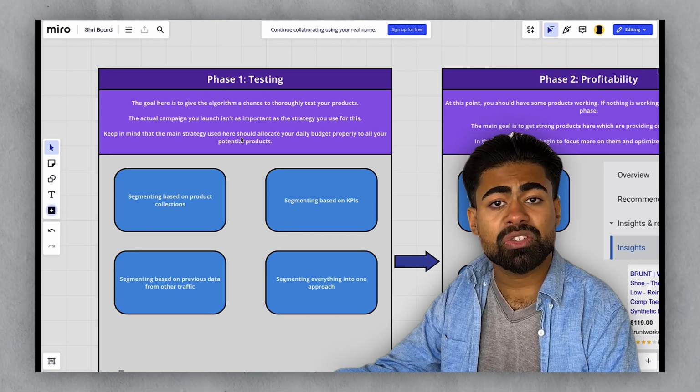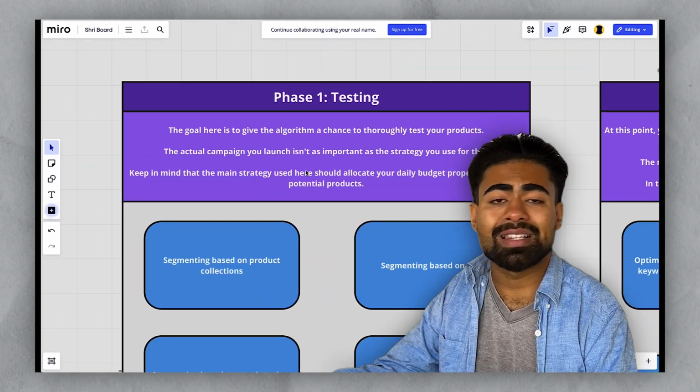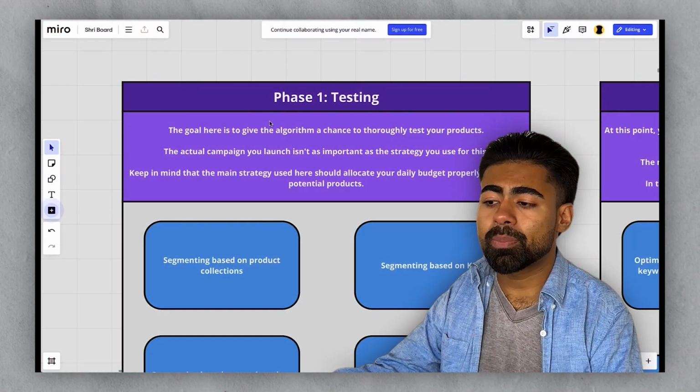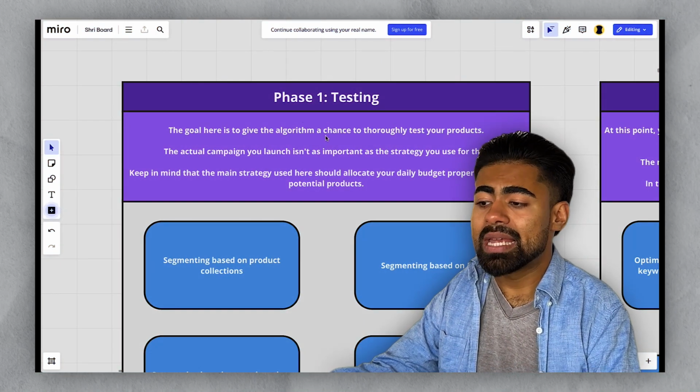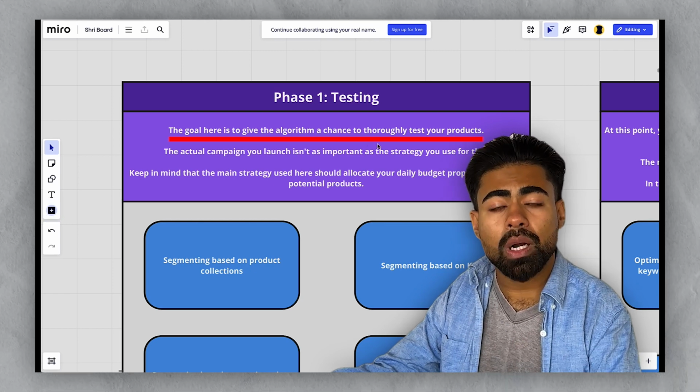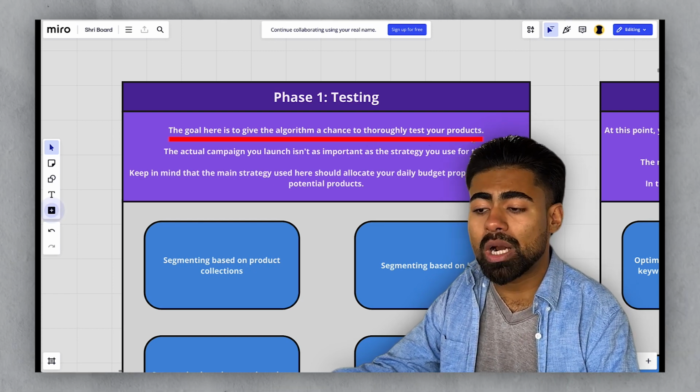The first phase is what I like to call the testing phase. On a very broad level, you might consider testing as product testing. That's what most e-commerce brands think as well. However, testing goes much deeper than just top-level product testing. Yes, the main goal of the first phase is to give the algorithm a thorough chance to test all of your products properly.